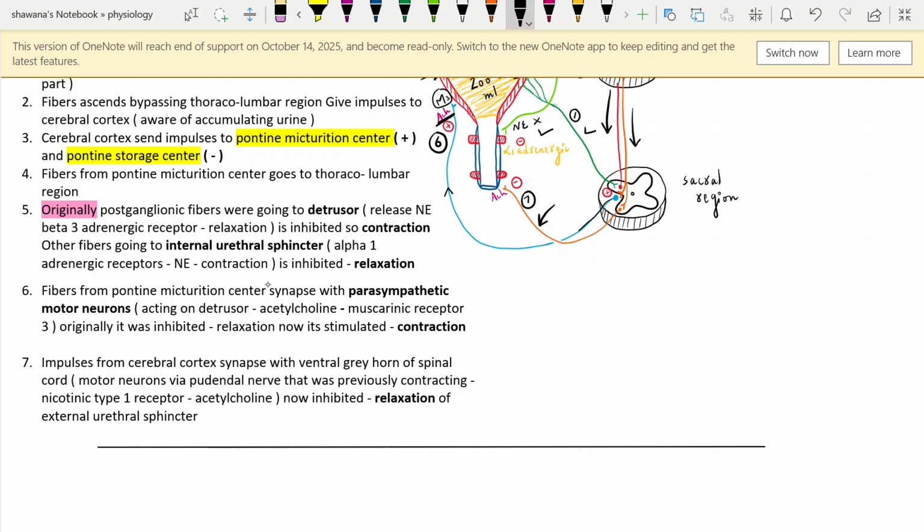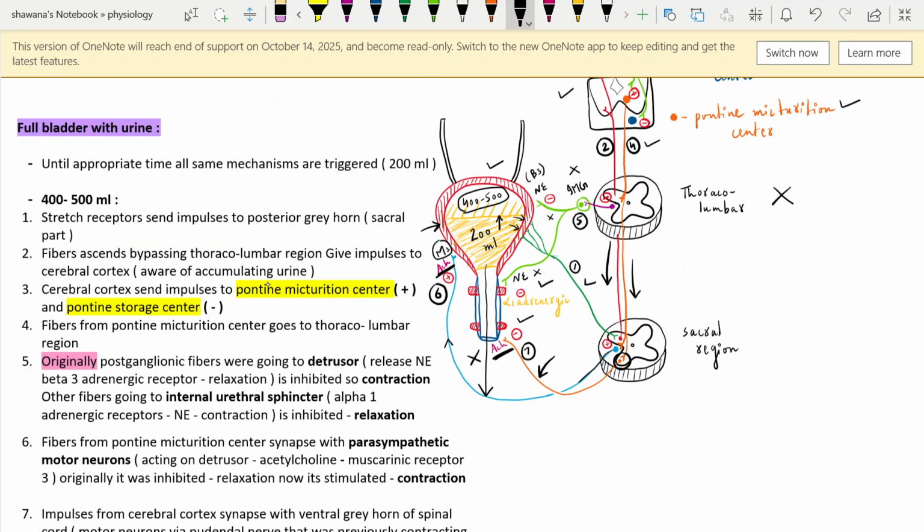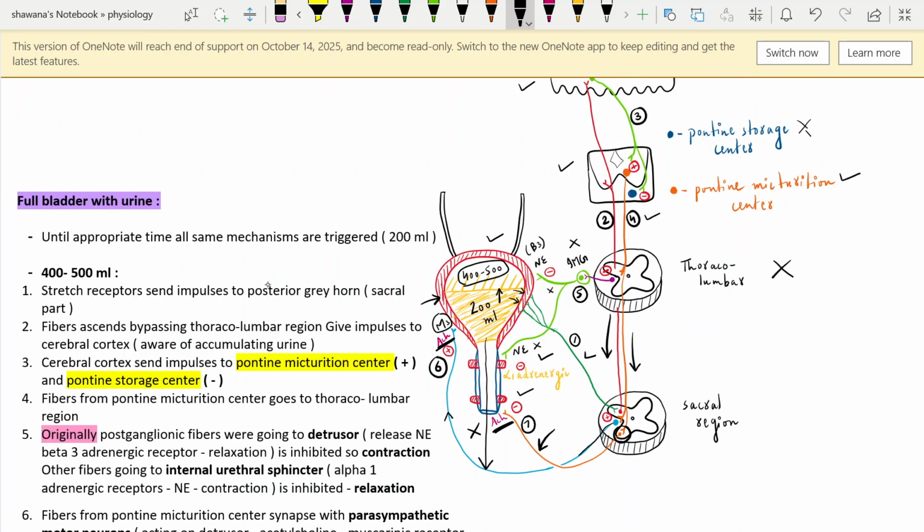Okay, let's revise this a little bit. First of all, when the urine quantity starts to exceed, the stretch receptors start to have more stretch. When there is more stretch on the stretch receptors, they will cause increased action potentials. They go towards the sacral region. Fibers will ascend. They will synapse with the pons and the cerebral cortex.